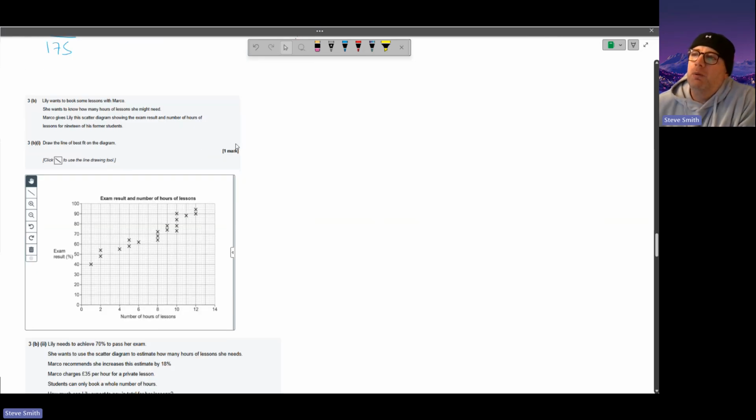Okay. Lily wants to book some lessons with Marco. She knows how many hours of lessons she might need. Marco gives Lily this scatter diagram showing the exam result and the number of hours of lessons for 19 of his former students. Draw a line of best fit for 1 mark. We're drawing a line of best fit in this graph.